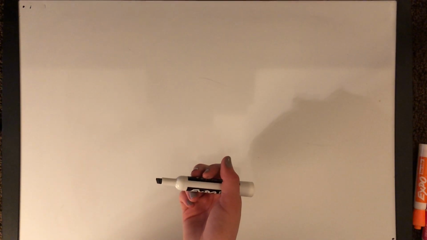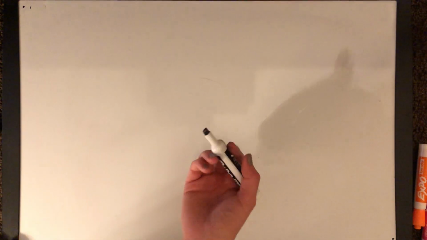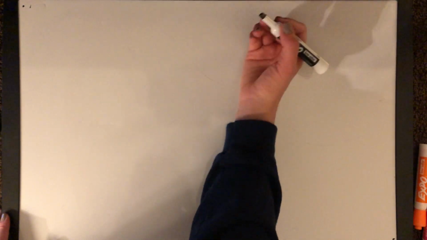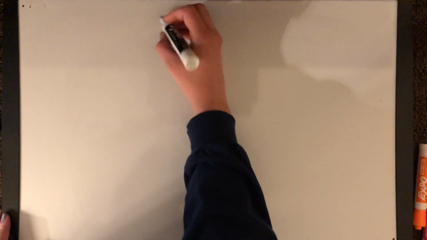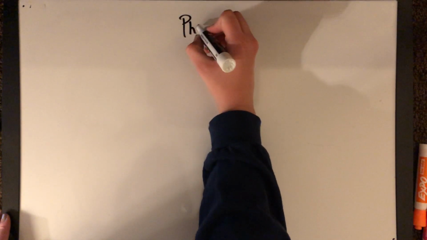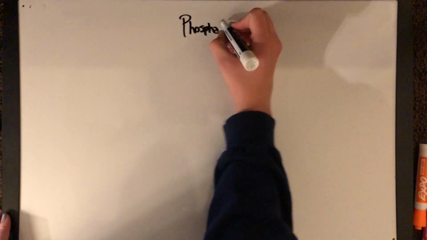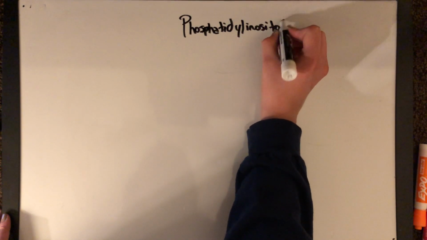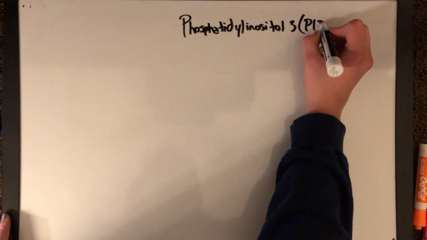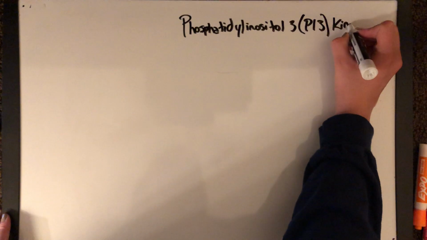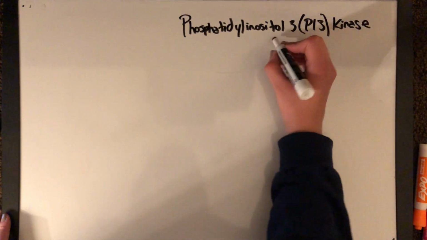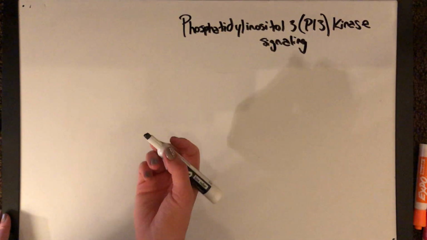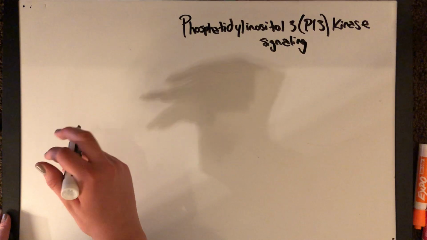Okay, so start out with our PI3 pathway. PI3 is, I'll write it up here, our phosphatidylinositol 3 kinase. So it's a mouthful. Phosphatidylinositol 3, or you could just say PI3 kinase. So we know it's going to phosphorylate things. Signaling. Okay. So we'll start out just like we did for all the other ones.